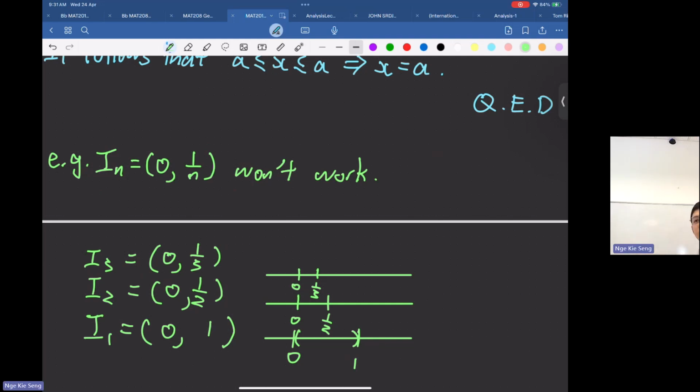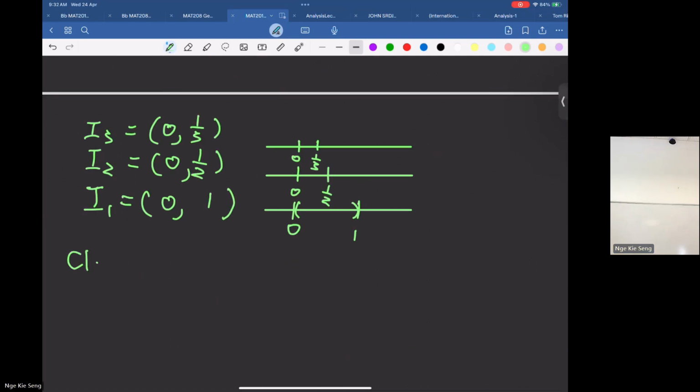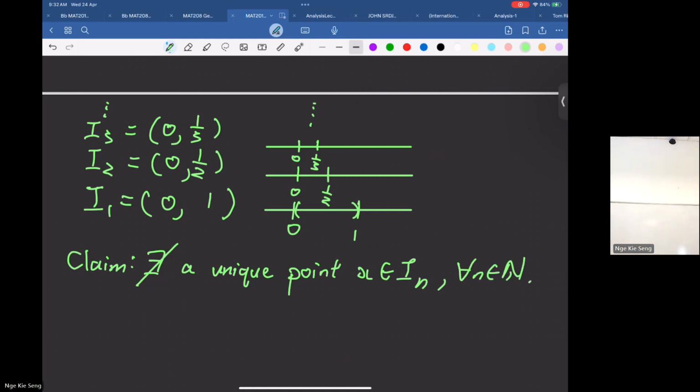Can you see why or not? Because if you are an analyst, you need to be very precise. If you say cannot, you need to show why cannot. So my claim is there doesn't exist a unique point x in the intersection of In for all n. As an analyst, you should be very precise. So you say cannot. Okay, let's say can. Prove it.